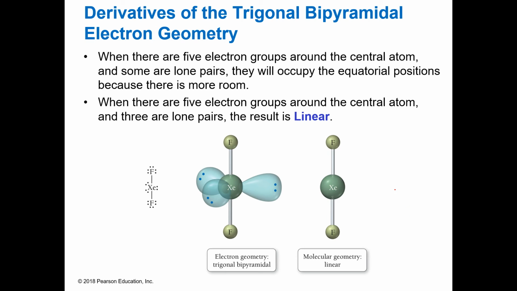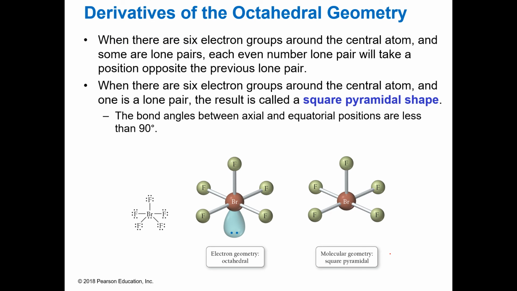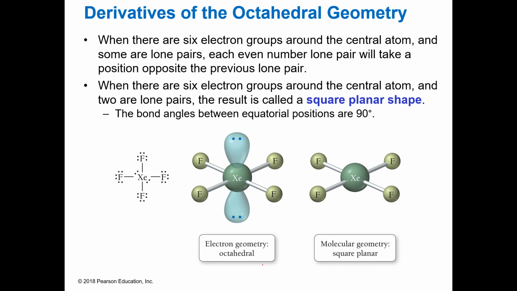If I have 3 lone pairs, my molecular geometry will then go to linear. The derivatives of the octahedral geometry: if I have 6 electron groups like I do here, 1, 2, 3, 4, 5, 6, its electron domain geometry is going to be octahedral, but that lone pair is going to change the molecular geometry to square pyramidal. 2 lone pairs will change it to square planar.